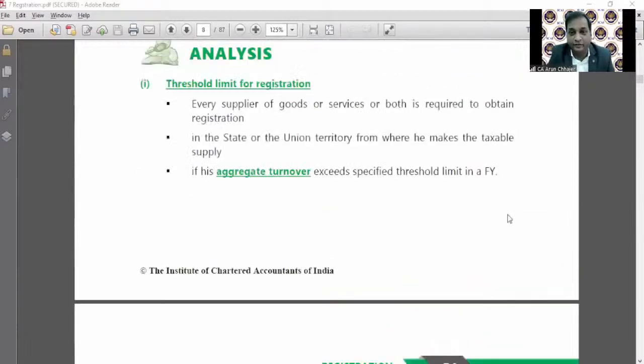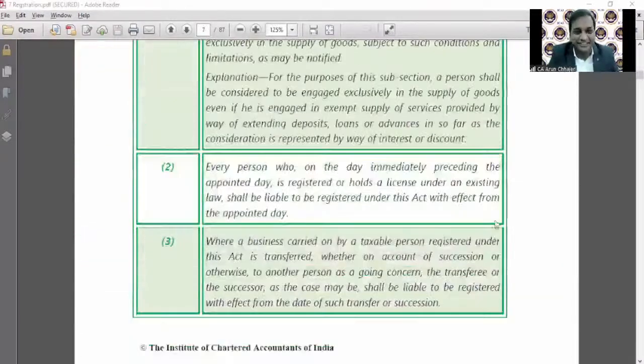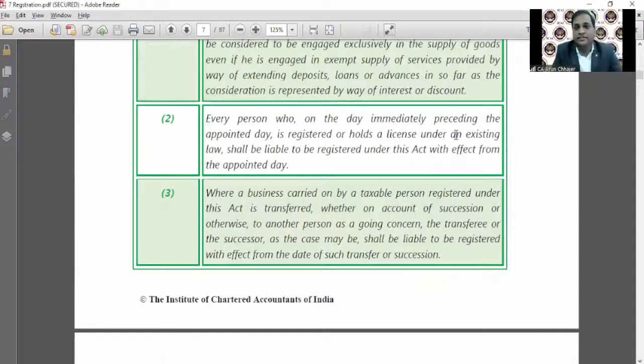So we have to complete the registration chapter. So we are going to the next point. What is the next point? Subsection 2 is clear.